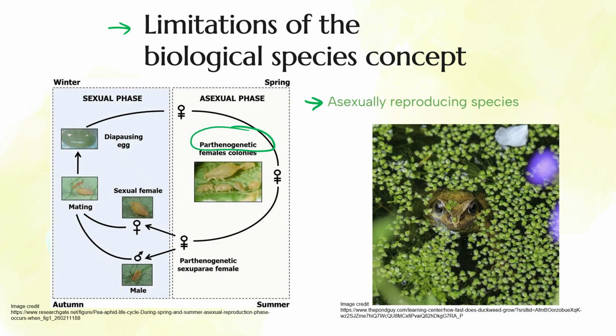Parthenogenesis, which means reproduction from an unfertilized egg. Lots of insects, some reptiles are able to do this. We don't have any examples of mammals, but maybe they exist, we just don't know about them yet. Parthenogenesis, asexual reproduction. So these organisms are not interbreeding to produce fertile offspring.